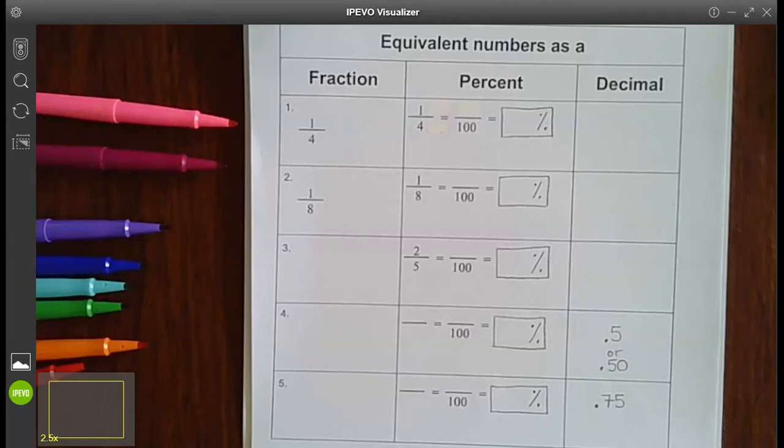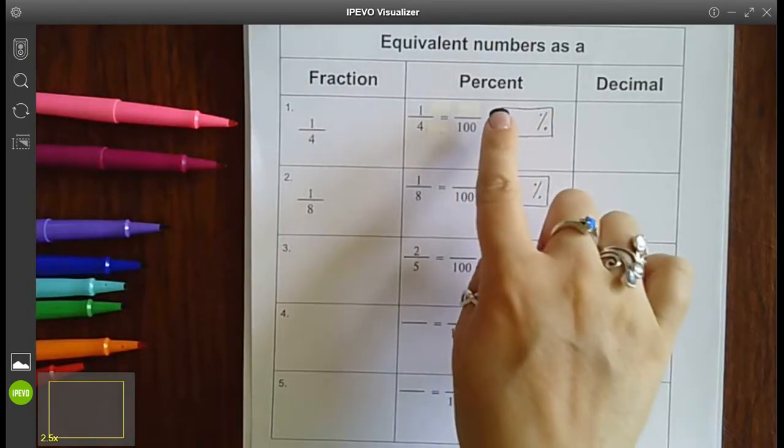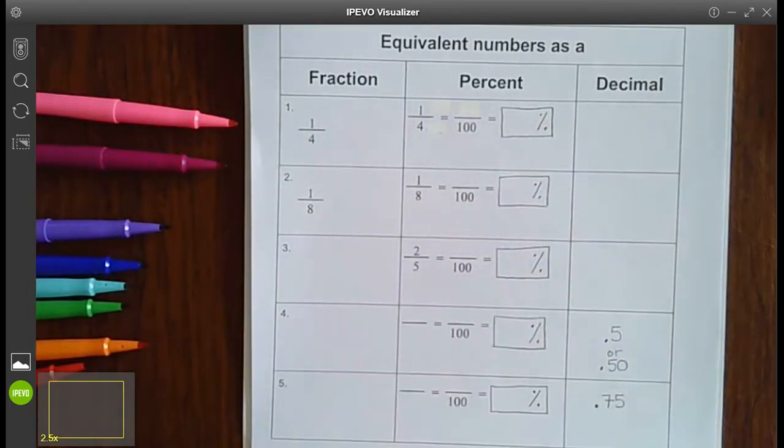Hello, my little mathematicians. Today, we are going to review how to go back and forth between a fraction, a percent, and a decimal, no matter how it was first given to you.